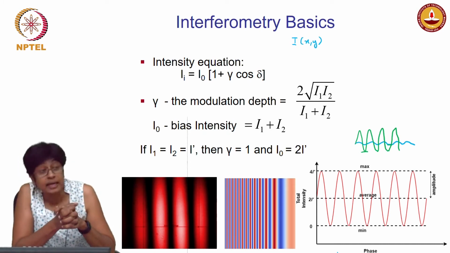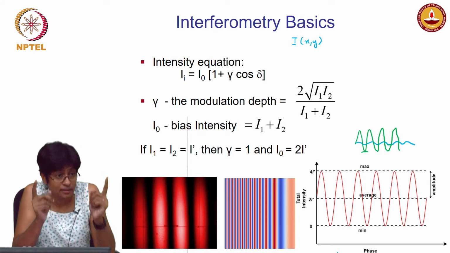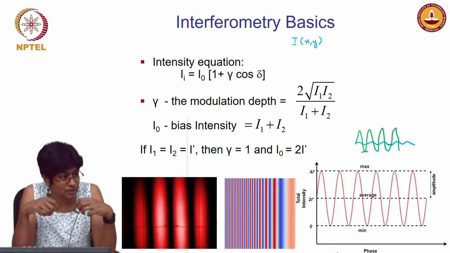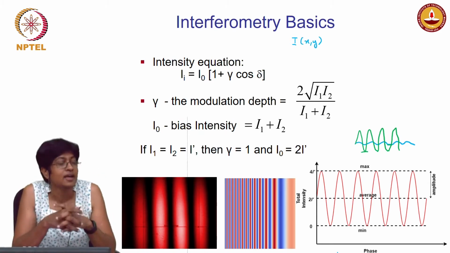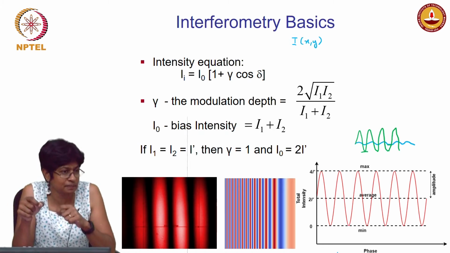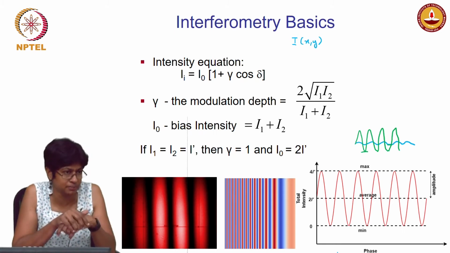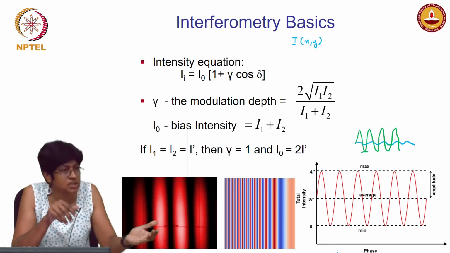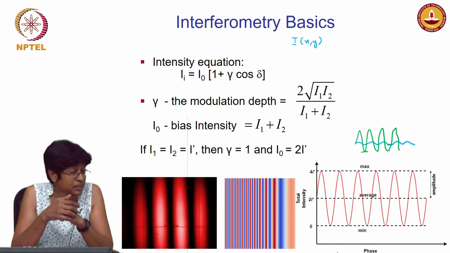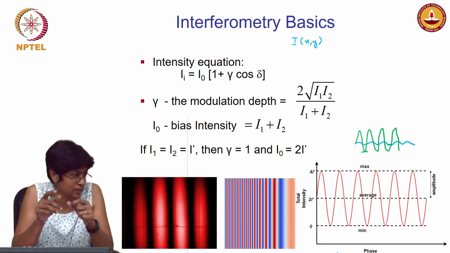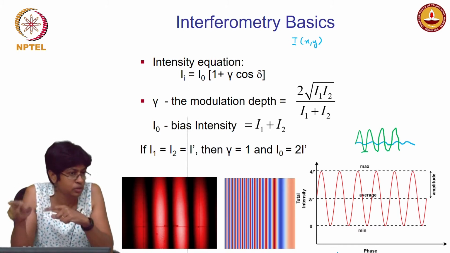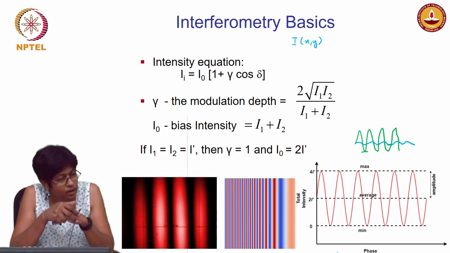Surprisingly, yes, because you always think I must improve things, I must increase things. If I want to increase modulation depth here, you would actually lower the intensity of the reference beam. You want it to be closer in intensity to the object beam. So, you might actually throw away power in order to increase modulation depth. Could you think of anything else you could do?